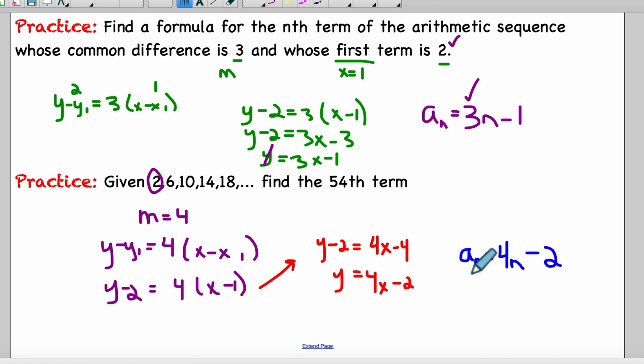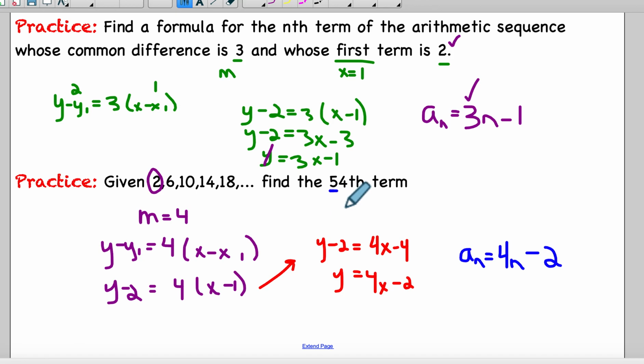It's not really what the question asked me, but that's the formula for it, right? It has a common difference of 4, and I can figure out that the first term, if I plugged in 1, would give me 2. If I wanted to plug in 2, I would get 6. If I wanted to plug in 3, I'd get 10. If I wanted to plug in 4, I get 14, on and on and on.